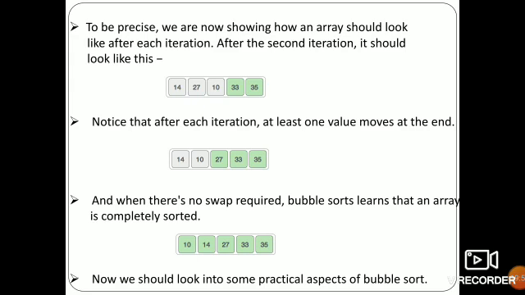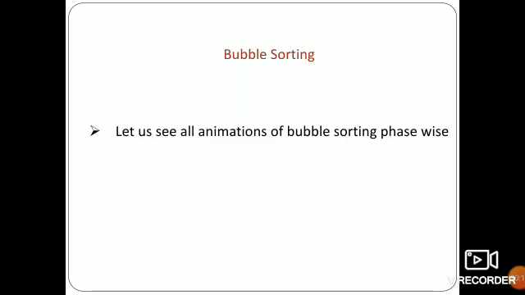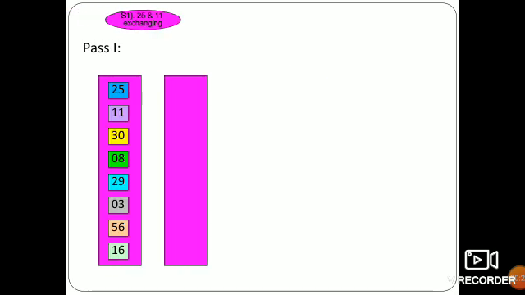Now 10 and 14 have to be swapped. So 10, 14, 27, 33 and 35. Now swapping is completed. Now we should look into some practical aspects of bubble sort. So let's move to some animation. Pass 1.